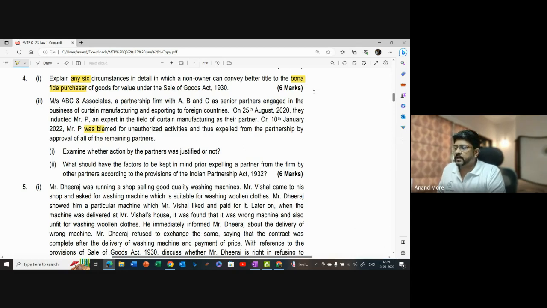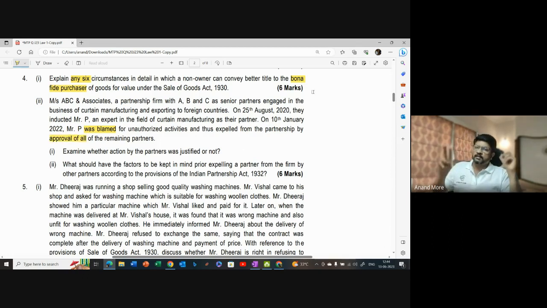Was blamed, meaning it has already happened. He was not kept in the dark. He was being blamed. He was being told that there is some problem with him for unauthorized activities, and thus he was expelled from the partnership by the approval of all the remaining partners. Not the majority, but all the remaining partners.